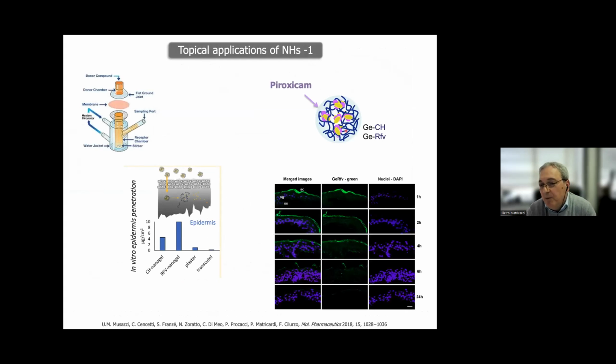And we performed other applications, for example, by loading gellan, cholesterol and gellan riboflavin nanogels with an anti-inflammatory drug. And we observed that the anti-inflammatory drug is able to penetrate the intact human skin more efficiently than the products that are present on the market. This is the effect of the normal plaster that is present in a pharmacy. And so nanogels can act as a penetration enhancer in this case.